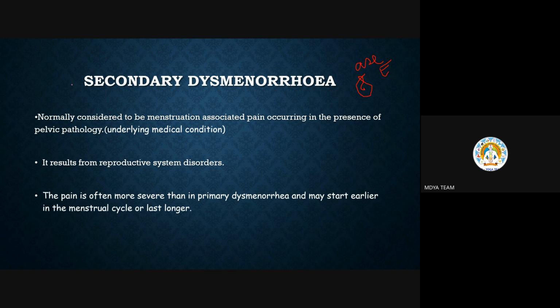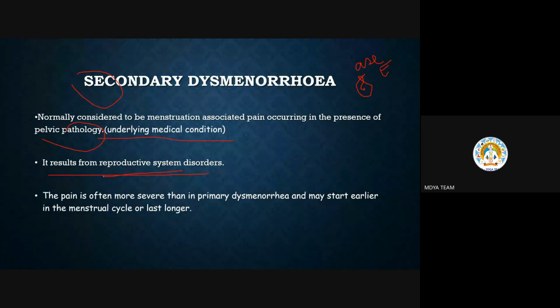We'll go on to secondary dysmenorrhea. In primary dysmenorrhea, there is no underlying medical condition. But in secondary dysmenorrhea, the only difference is that there is an underlying medical condition which further leads to dysmenorrhea. Normally it is menstruation-associated pain, but it occurs in the presence of pelvic pathology or some medical condition. It results from reproductive system disorders, from any other disease, problem or condition.